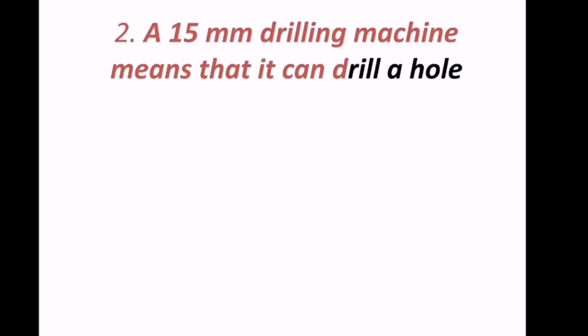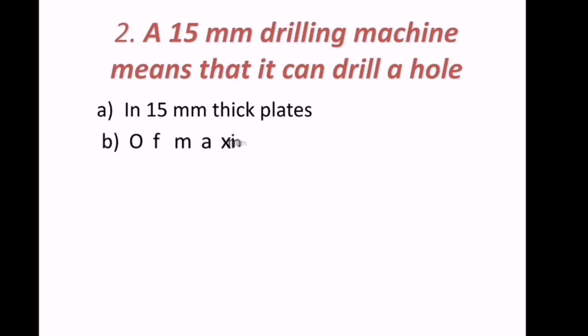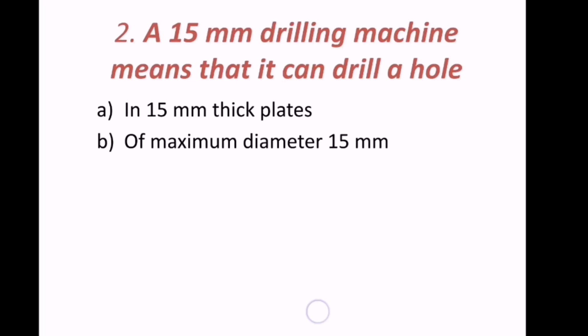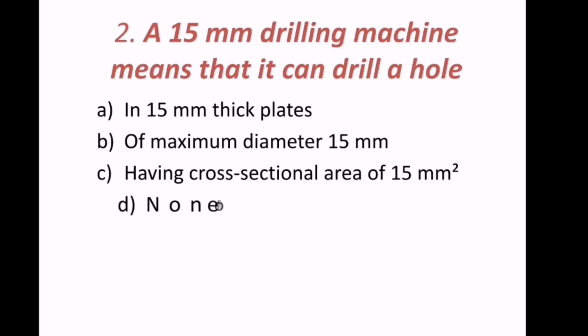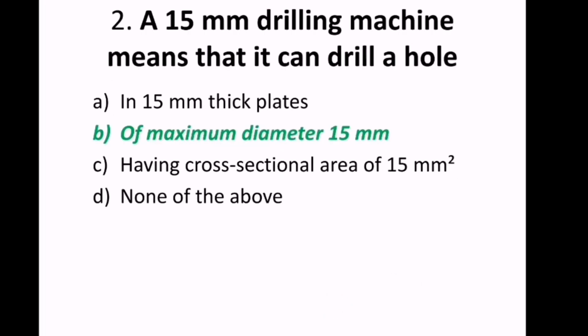Second question: a 15 mm drilling machine means that it can drill a hole of maybe 15 mm thick plates, or of maximum diameter 15 mm, or having cross sectional area 15 mm square, or none of the above. So what is meant by this 15 mm drilling machine? It is of maximum diameter 15 mm. It can drill a hole of maximum diameter 15 mm.